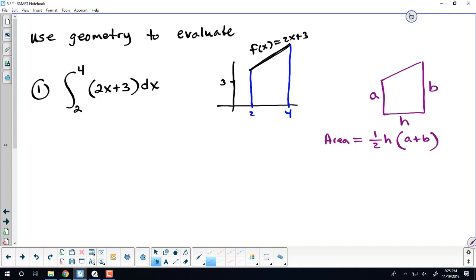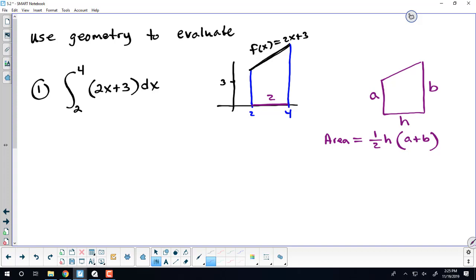So to compute this definite integral, what it means is it's saying what's the area bound by this function from 2 to 4 and the x-axis. So we're going to find that area. Okay, well, the base is length 2. What's the height of each side? What's the height of the left-hand side of this figure? F of 2, right. So it's 7.